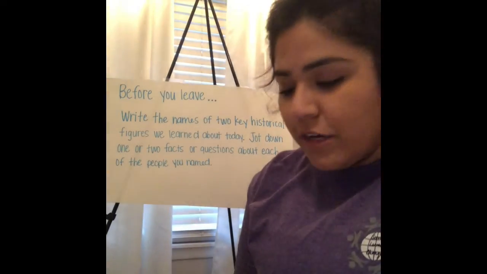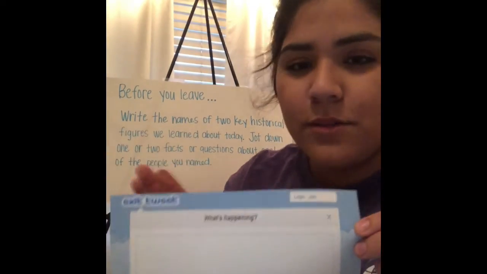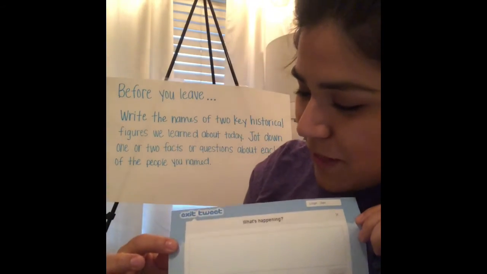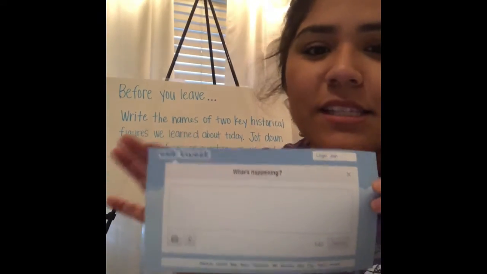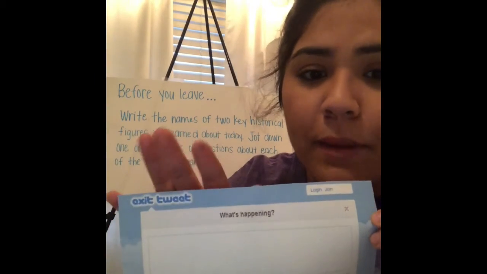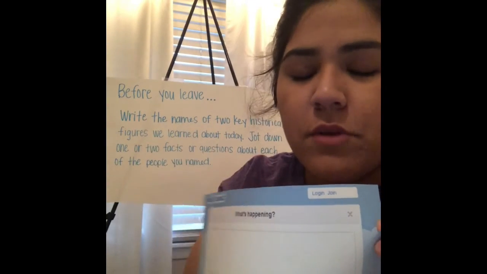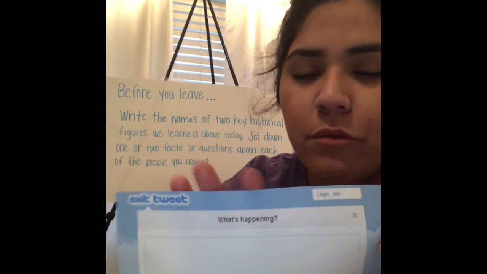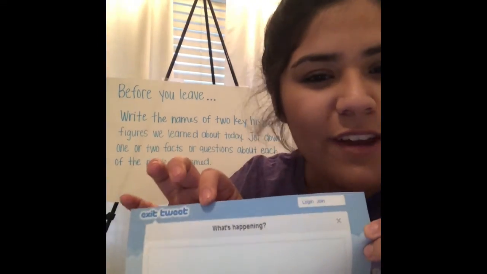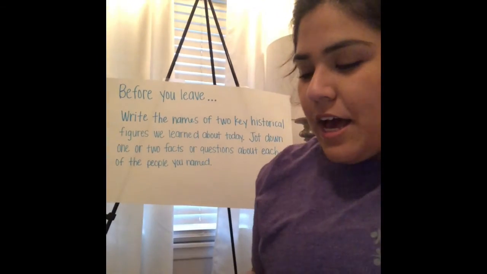There's another fun one called an exit tweet, which I think is really fun. Tech savvy people probably know this, the exit tweet. This lets students write down what is happening, and overall it helps you understand what your students are comprehending. It's a cute little fun one. So that's another one.